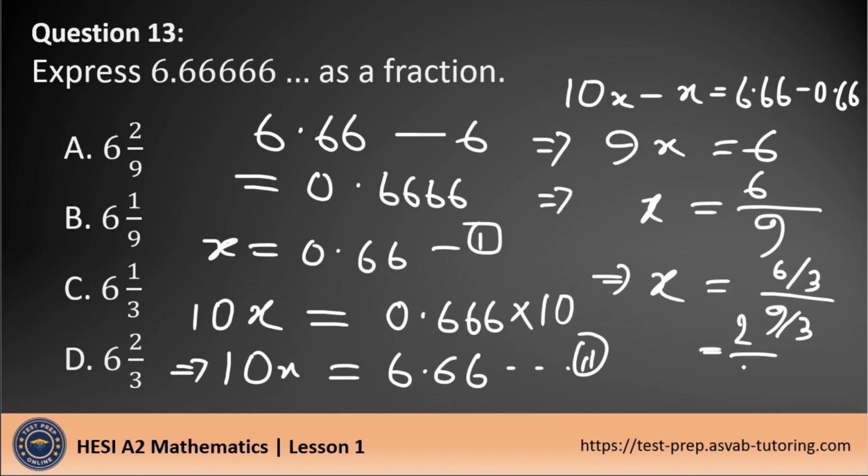So 6 is the main number. So 6 multiplied by 2 divided by 3. This is the answer. So here the answer is 6 and 2 divided by 3. This is the answer D. So let's check the answer for question number 13. Here the answer is D.